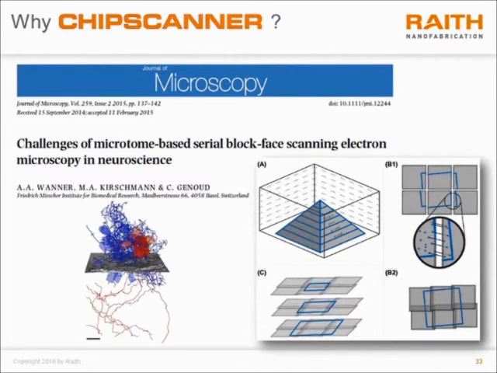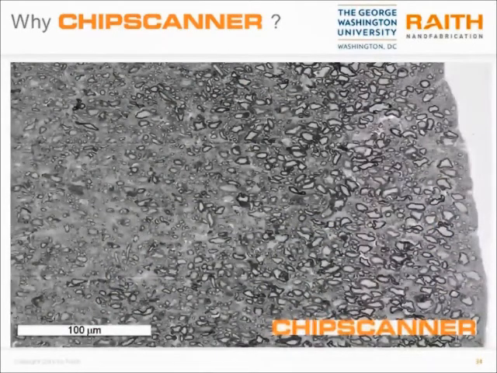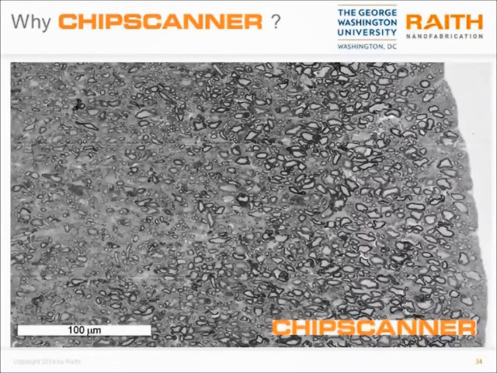So neuroscientists and semiconductor reverse engineers essentially have the same problem, and that's reverse engineering of circuitry. And the chip scanner, with its excellent 3D stitching, can really enable neuroscience in addition to semiconductor reverse engineering. And so together with our partners at the George Washington University, we set out to make a map of a mouse spinal cord using the chip scanner.